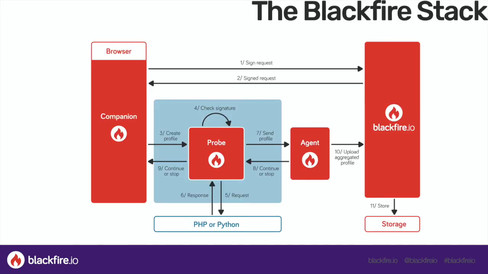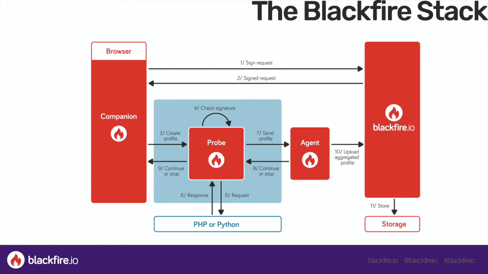That's how the Blackfire stack looks. So all of the red squares here on the screen are the components of Blackfire. On the right-hand side, you have the Blackfire servers. On the left-hand side, you have the companion, which is basically the developer interface, so the user interface elements that will enable you to start profiling your code with Blackfire.